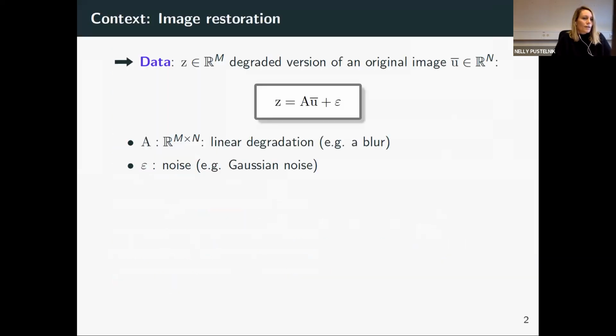So the context of the analysis I'm going to consider today is the following. We already saw it several times since the beginning of the day. So we have a degraded data Z, of size M. It's a degraded version of an original image U bar, and the degradation follows the following model.